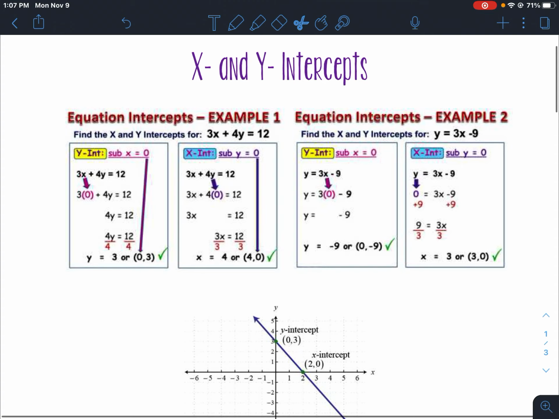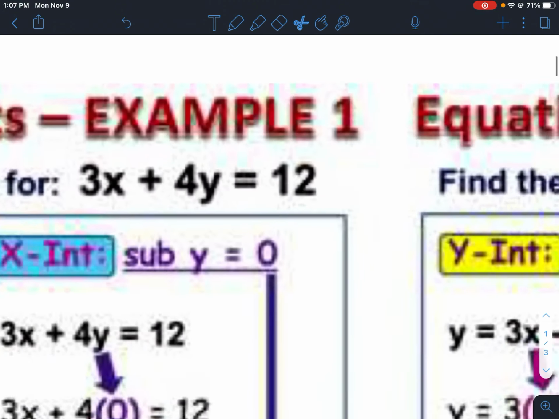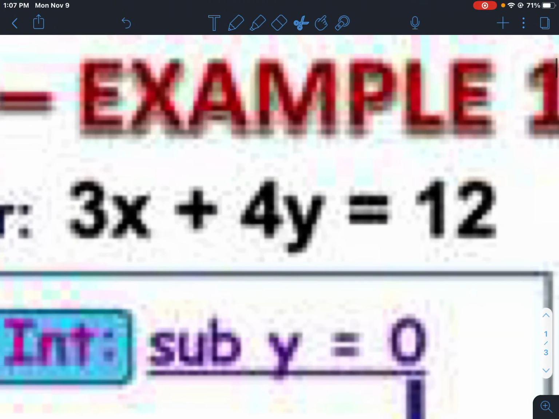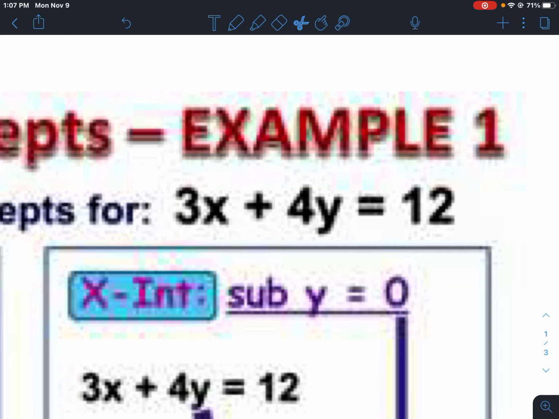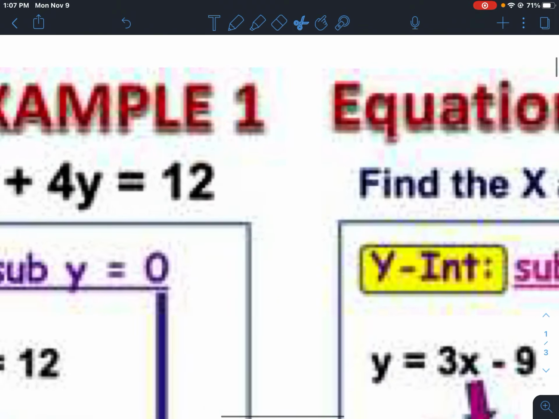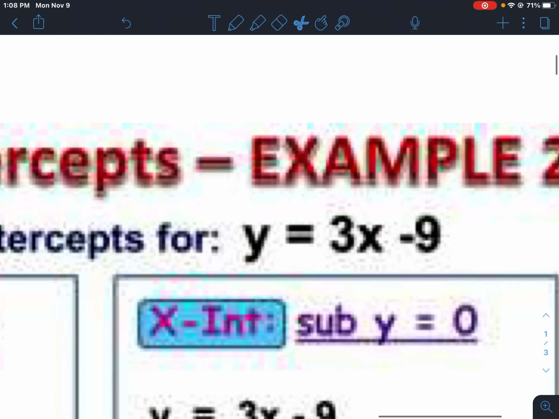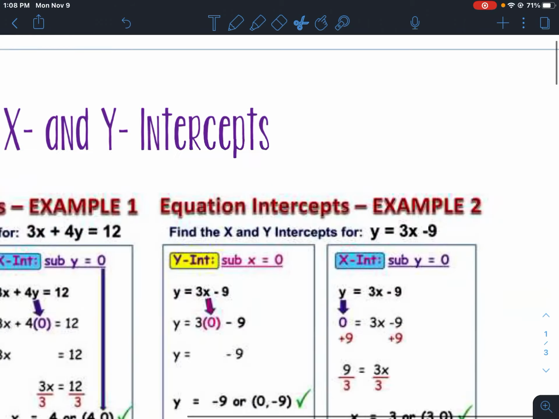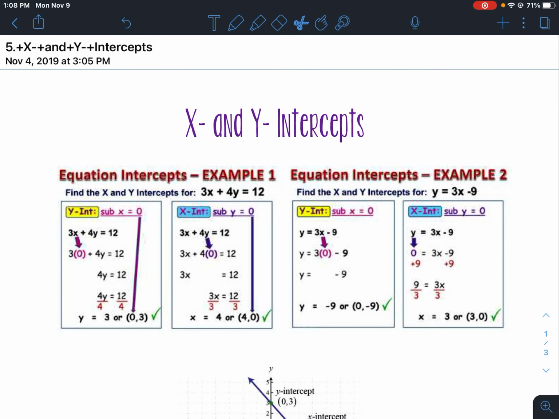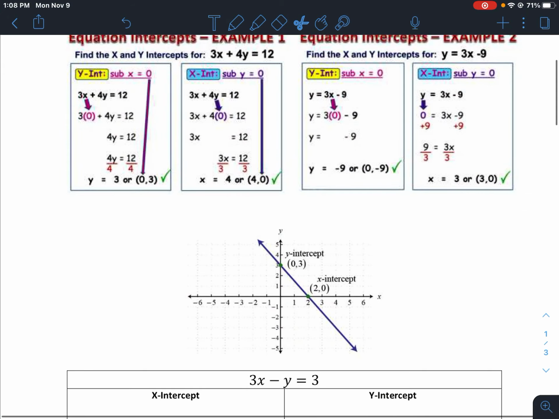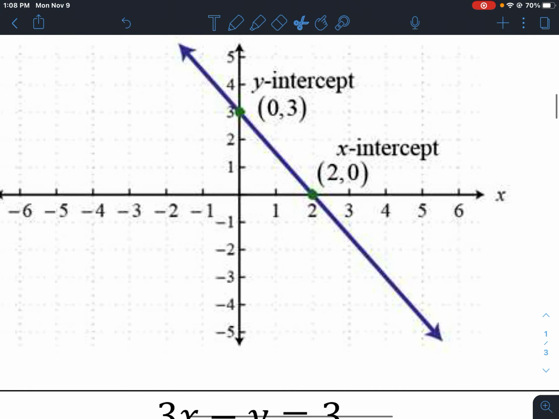So I provided a couple of examples for you, whether we're in standard form, when X and Y are on the same side, and when we're in slope intercept form. So y equals mx plus b is slope intercept form. So I provided examples for you to refer back to if you need to. And then the visual, this is what X and Y intercepts are, just in case you didn't know.